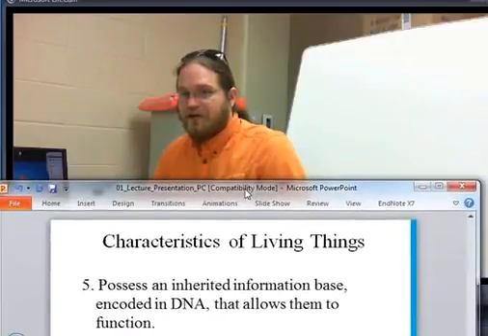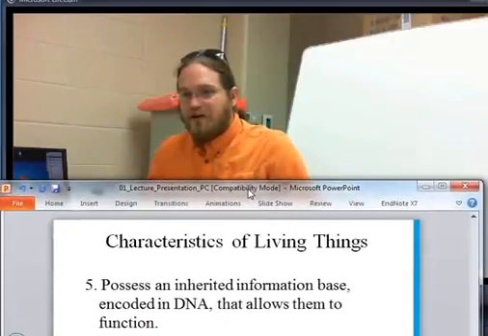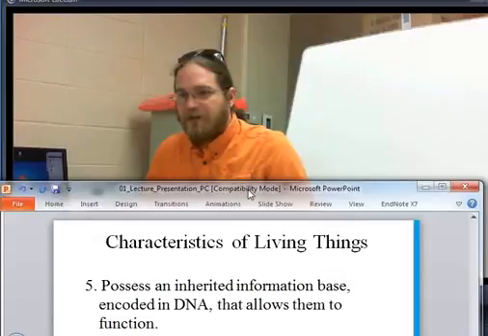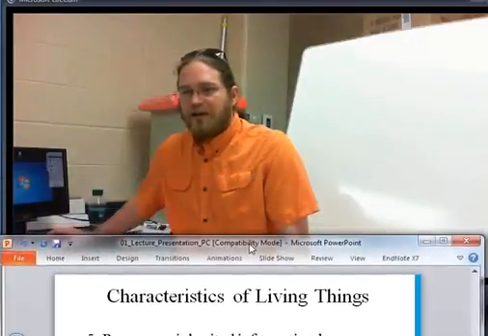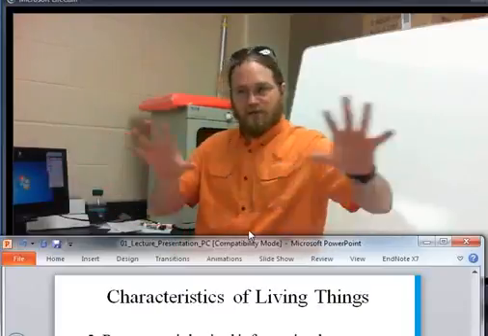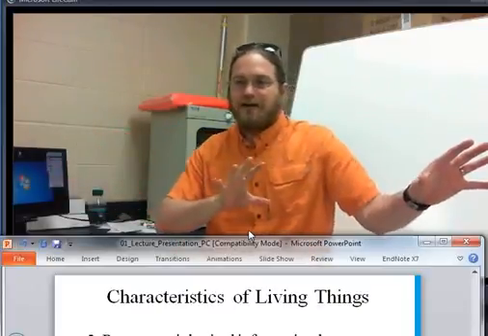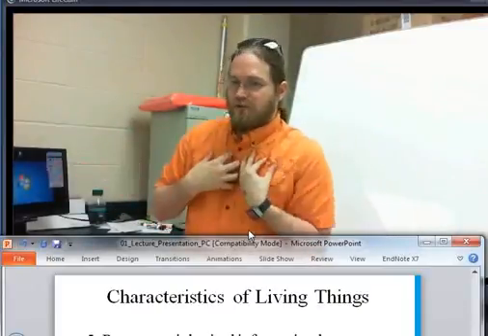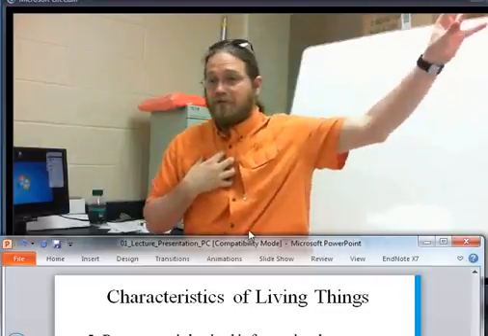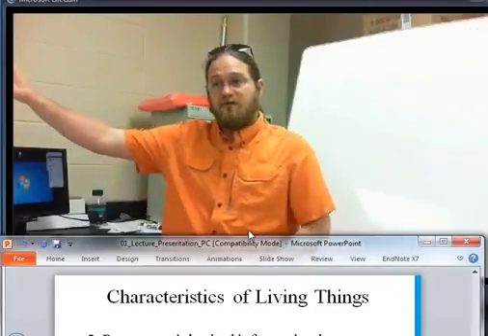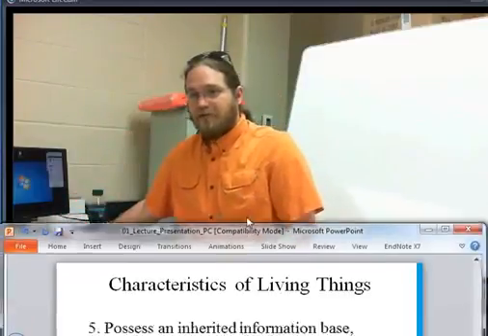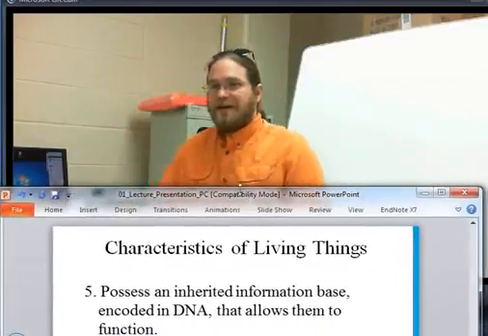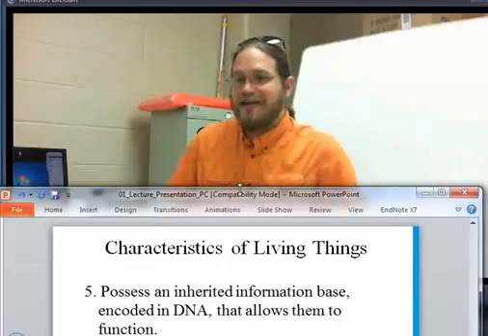Living things possess an inherited information base encoded in DNA that allows them to function. In this case, all living things, with the possible exception of viruses, the jury's kind of out on if viruses are alive or not. I personally am in the camp of viruses are alive, but there's some other scientists who don't agree. But all living things, with the exception of viruses, possess an inherited information base encoded in DNA.